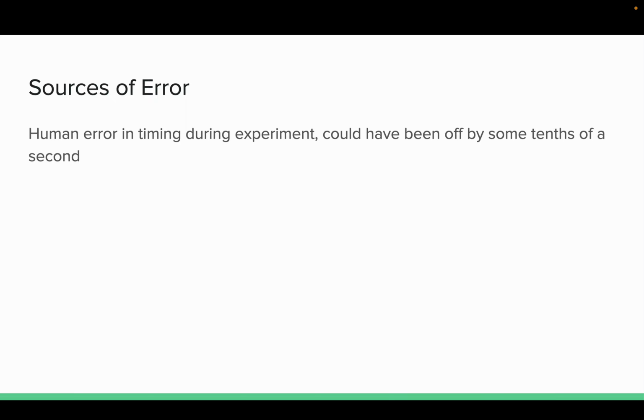And then the source of error, the main source of error that I found is human error in timing during the experiment. So figuring out some of those values during the trials, that could have been off by a few tenths of a second.